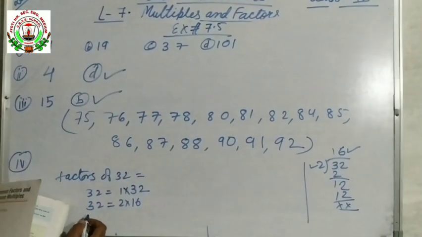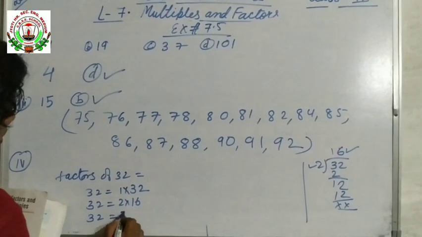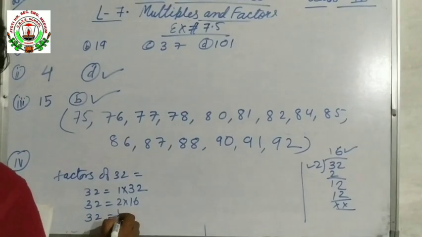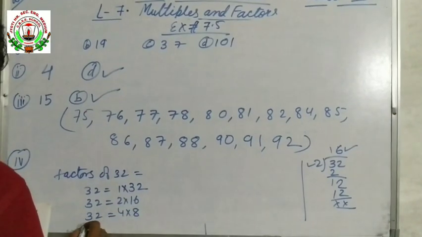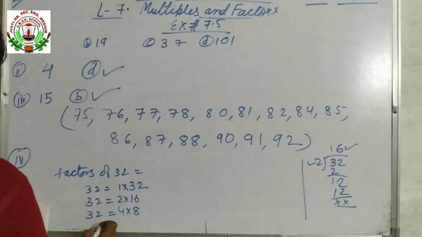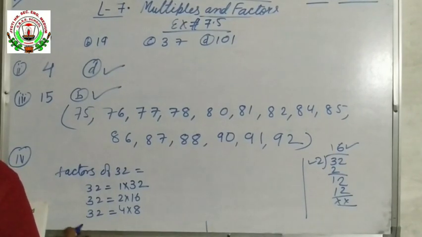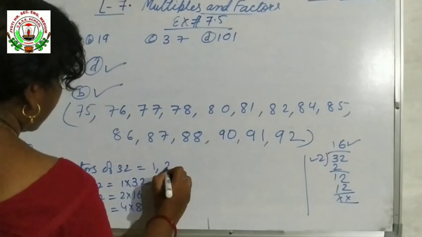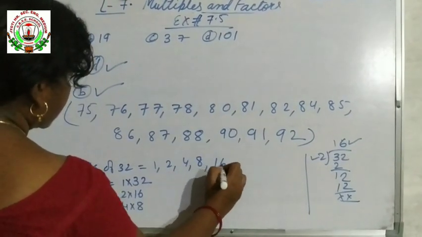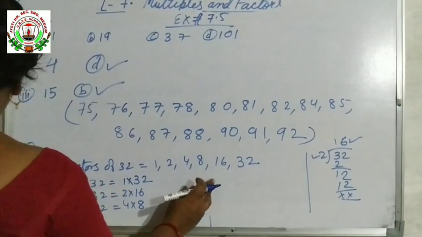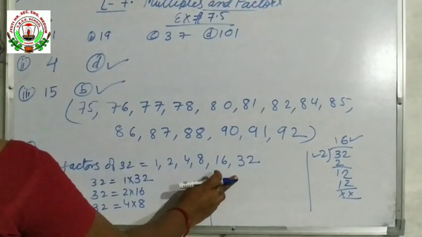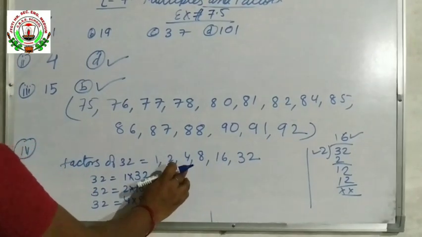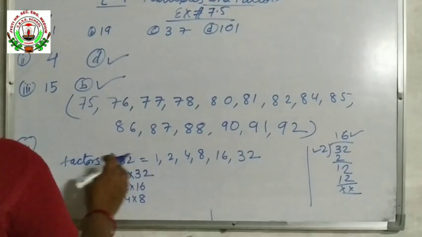Next is 3. It is not divisible by 3. So 4 we can take. 4 8s are 32 and 8 4s are 32. And next, 5 is not, 6 is not, 7 no, 8 4s are 32. So how many factors are there? 1, 2, 4, 8, 16 and 32. So how many are there? 1, 2, 3, 4, 5, 6. So it is your correct answer.